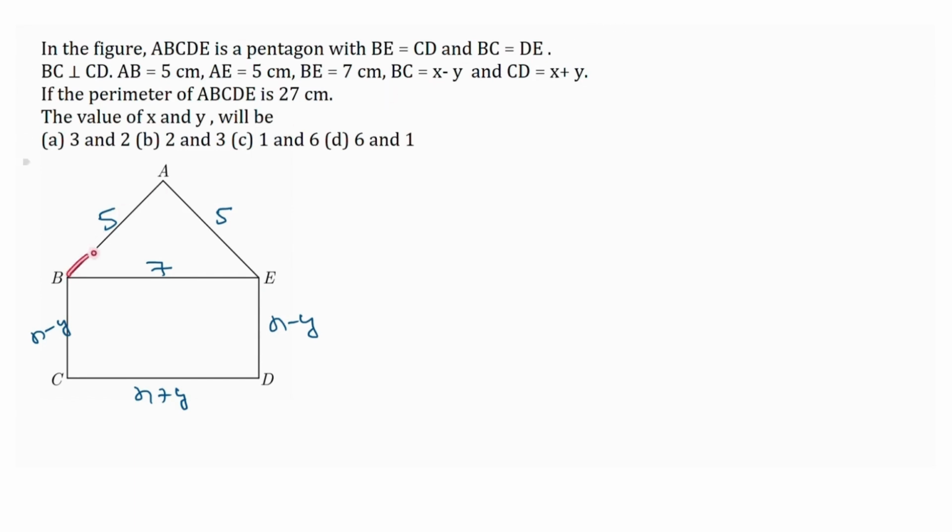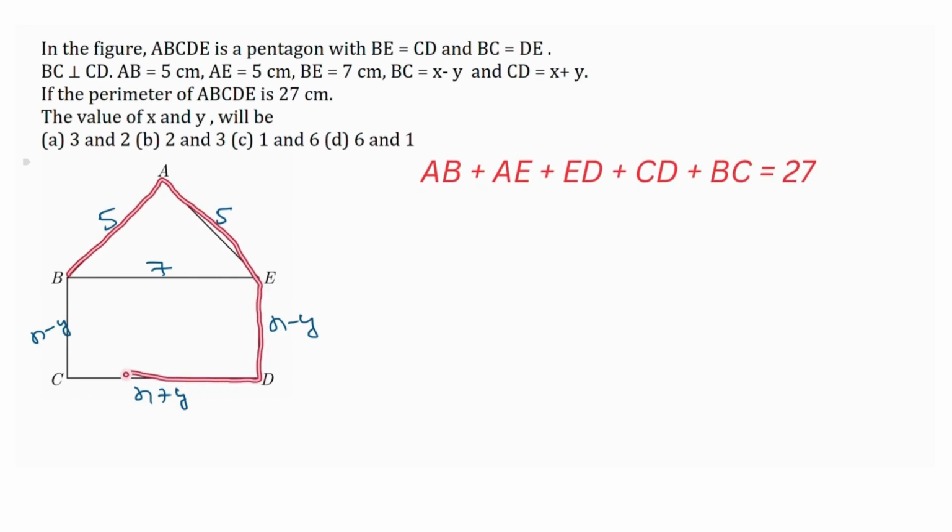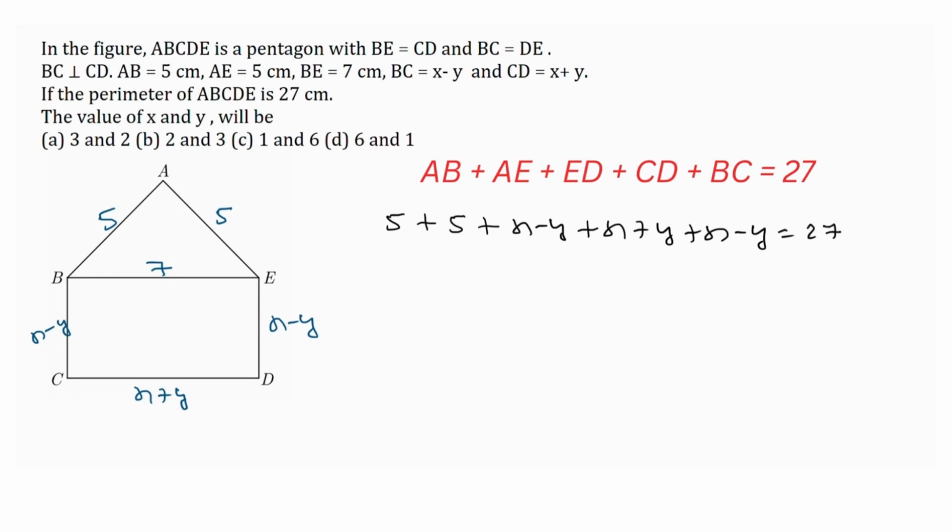Well, perimeter will include the boundary only and not any measurement which is inside. So we are not going to include BE in this case, right? So perimeter is going to be what? If I keep on adding these, that is AB, which is 5 here, AE is 5, ED is x minus y, CD is x plus y, BC is x minus y, and that will include the perimeter, and which is given as how much?